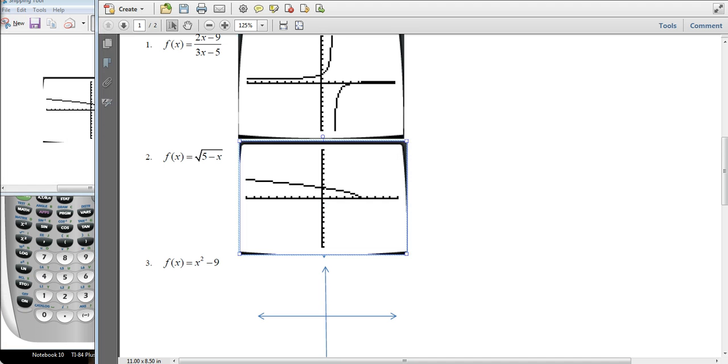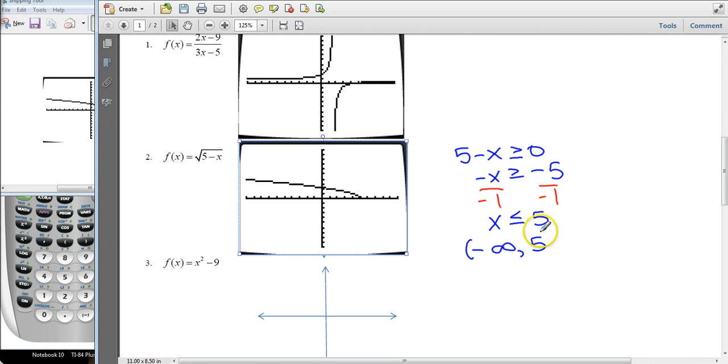With radicals, we cannot take the square root of a negative number, so that means you need to take the radicand, which is the piece under the radical, and set it greater than or equal to 0. Subtract the 5 from both sides, divide by -1. Don't forget to change the direction of the inequality since we divided by a negative number. And the domain is all real numbers less than or equal to 5. The interval notation for that is negative infinity, comma 5 with a square bracket because of the equal to sign.